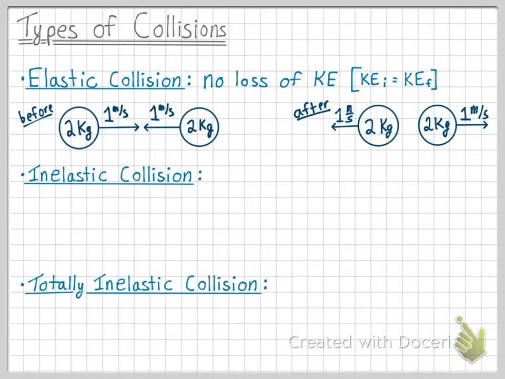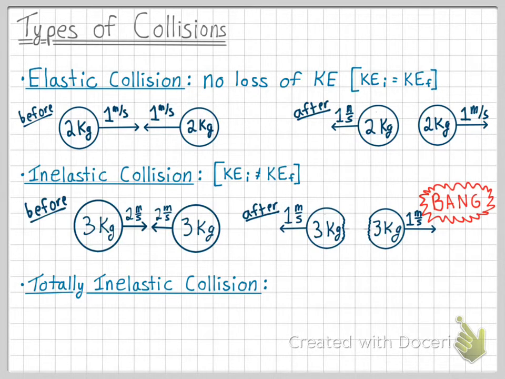Inelastic collisions occur when the initial kinetic energy of the system does not equal the final kinetic energy. Typically, this means that some energy, or kinetic energy, was lost during the collision. An example of an inelastic collision would be two masses collide, and when they collide, some of their kinetic energy is converted into sound and thermal energy.